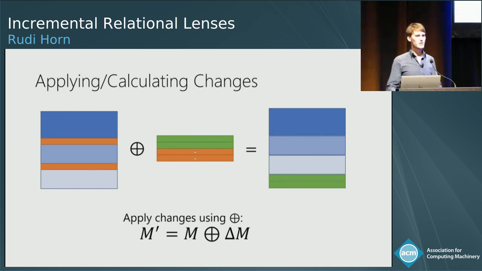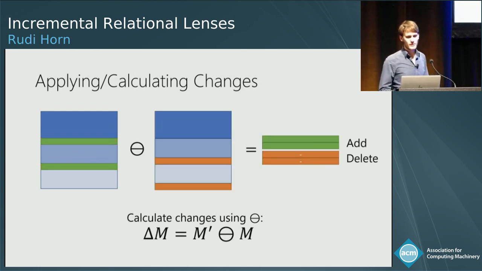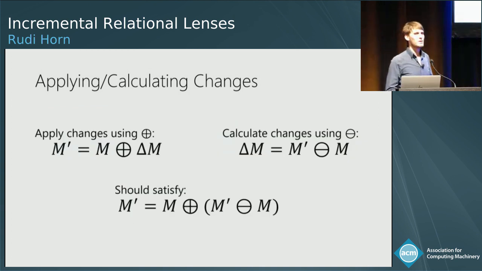And then we can apply changes to a table using the O plus operator, which will remove the orange rows as shown here and add the green rows. We define an O minus operator, which takes two tables and calculates a change set for us. And then we can combine the two and say that they should satisfy, well, if I have some table and I calculate the changes between that table and another table, and I apply those changes, then it should give me the same as the second table, in this case, m prime.